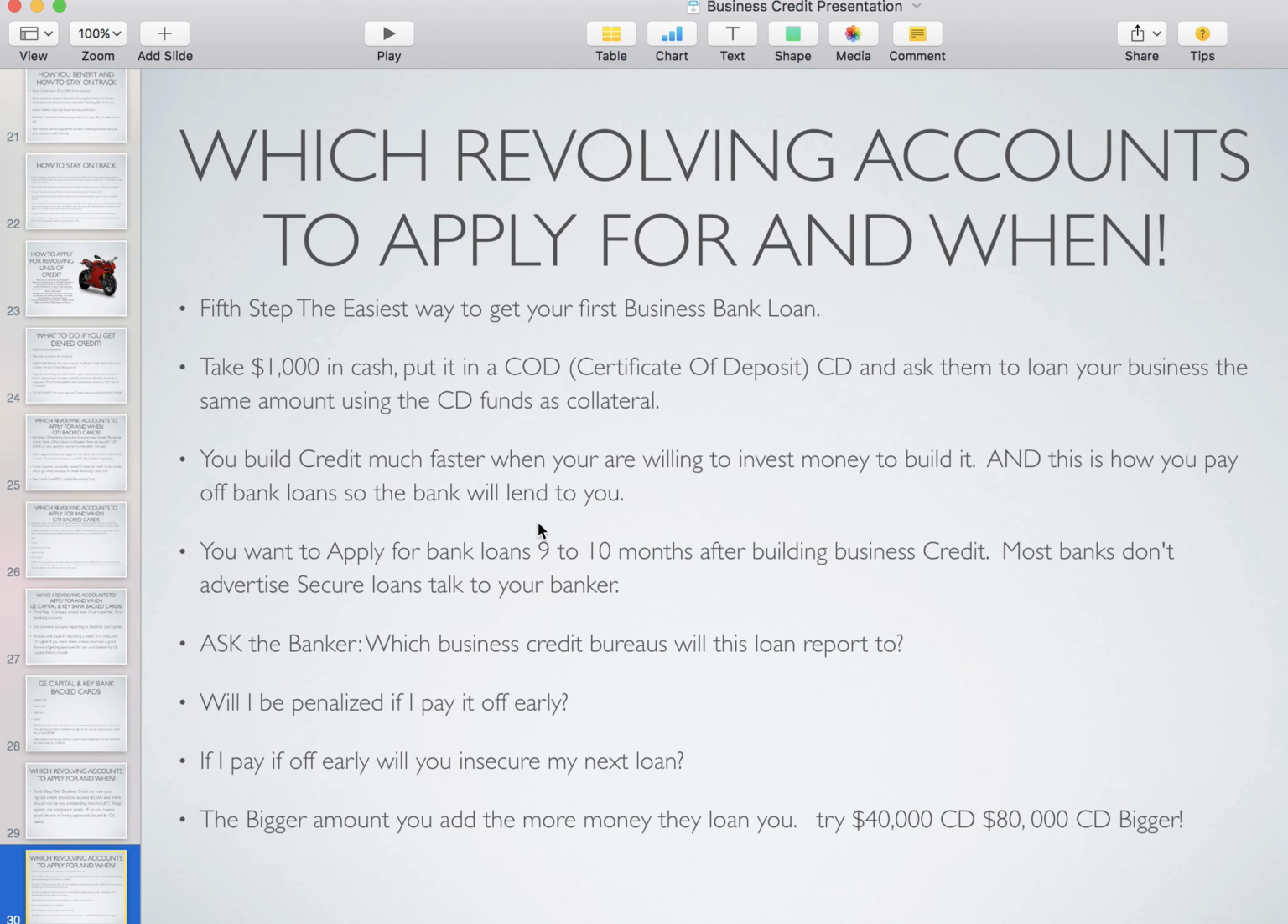And ask them, if I paid it off early, is there a prepayment penalty? Will I be penalized for paying it off early? If I pay it off early, will you secure my next loan? See, the bigger amount you add, the more money they loan you.